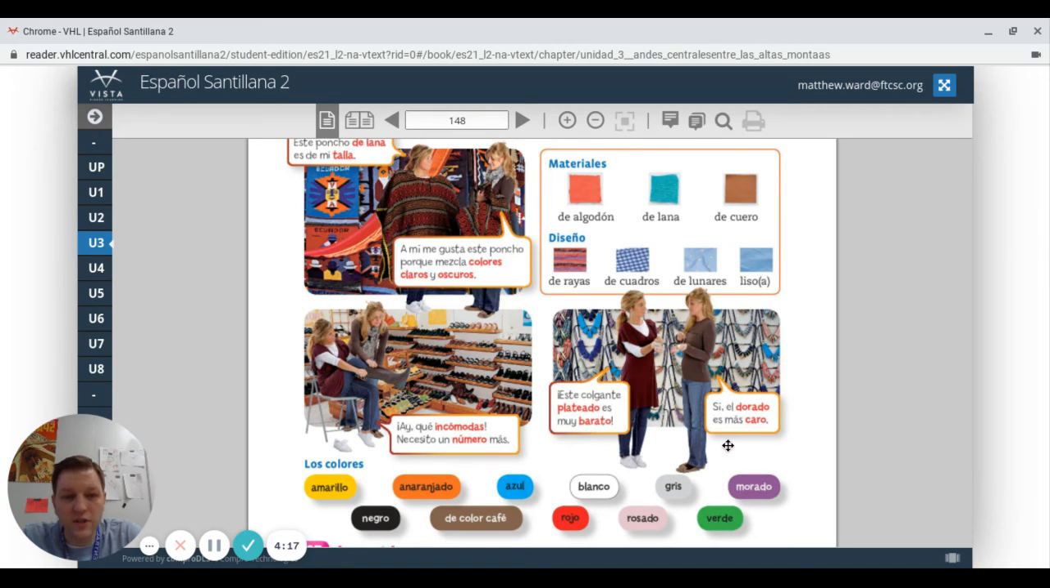Okay, and so we have caro and barato. When you learn about ropa, it's important to know if it's going to be caro, cuesta mucho dinero, o barato, no cuesta mucho dinero. ¿Vale? Como caro, barato. Caro cuesta dinero, barato no cuesta mucho dinero.